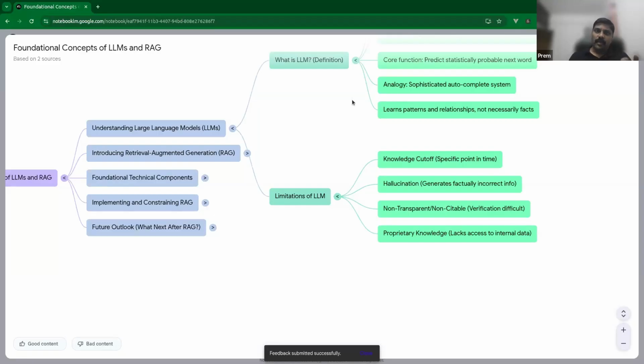So any questions until this point on understanding LLMs and their limitations?